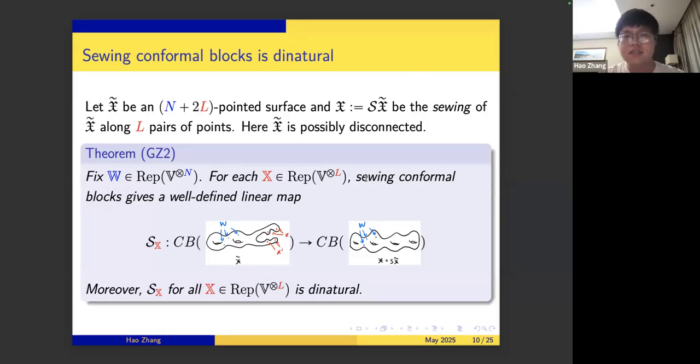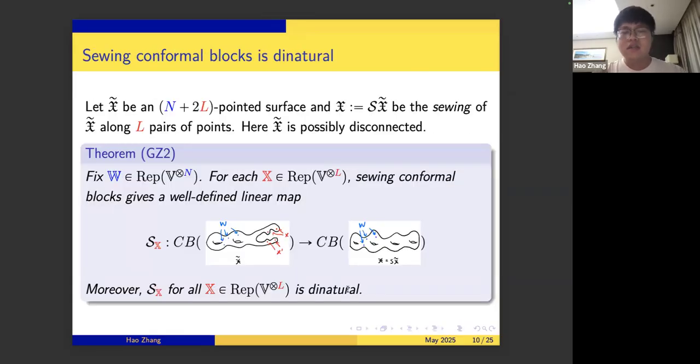Our theorem says that the sewing conformal block procedure will be convergent, and thus will give a well-defined linear map like this. And moreover, it is quite easy to check that if it is a well-defined linear map, then this sewing map is dinatural with respect to X. So in this theorem, the most important part is to prove the convergence. Just like the results obtained by Gui, we also found a linear differential equation to prove this convergence result.